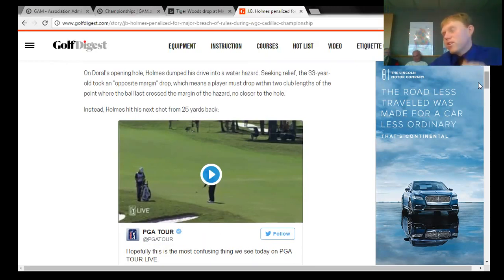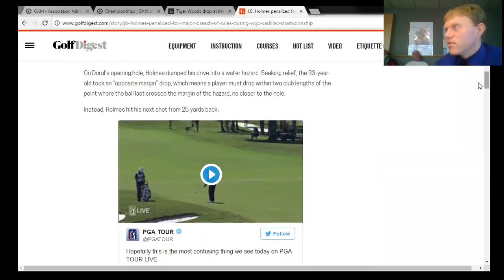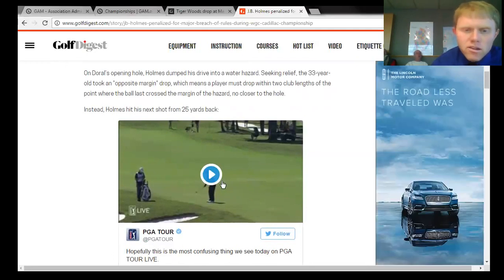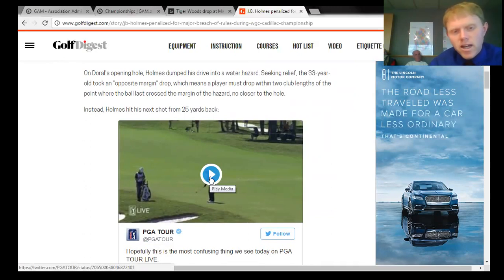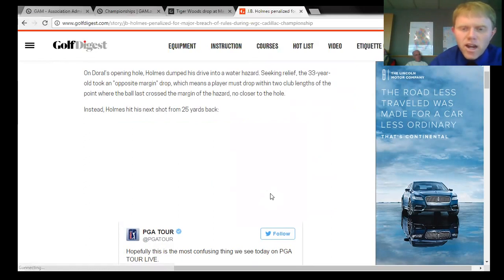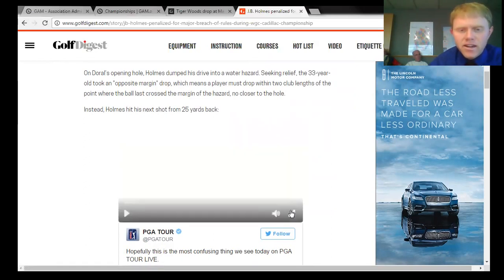So he mixed up his options, and when he did that, he actually went farther away from where the ball should have been dropped. But the reason he went back was that he would be on a flatter lie and able to hit over a tree, and the PGA Tour ruled that it was a serious breach. We'll show the video here. It's not a great video because it mostly has the announcers talking about what happened, but we'll play it anyway. It doesn't show everything that he did, unfortunately.